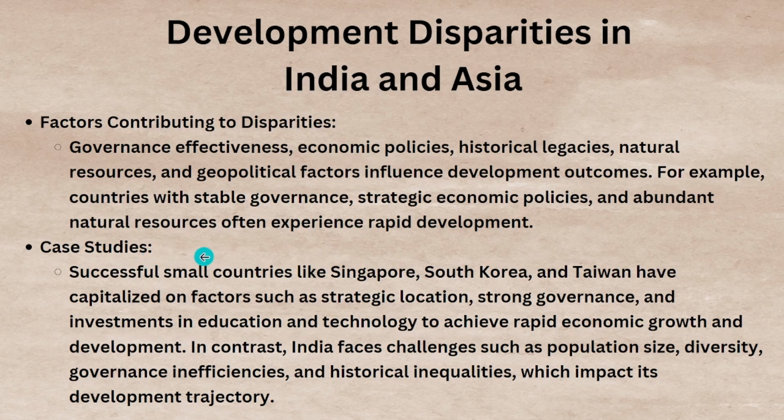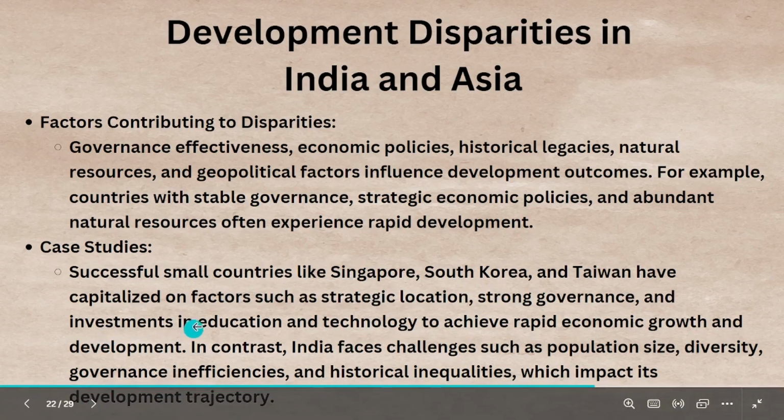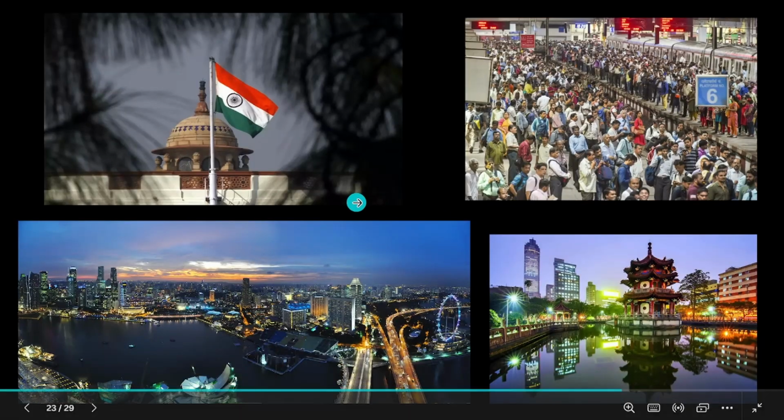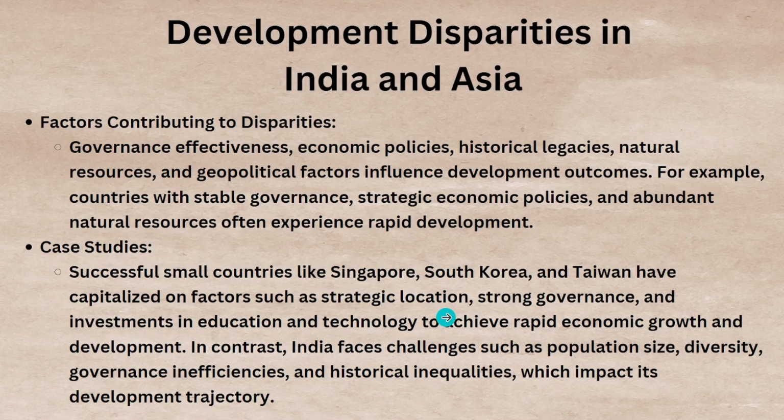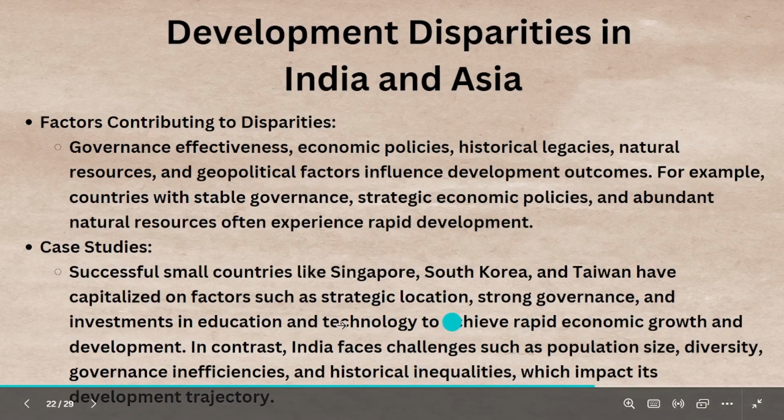Okay. Case studies. Successful small countries like Singapore, South Korea, and Taiwan have capitalized on these factors. So, why did these countries become like this? He wants to tell this. Strategic location. Their location helped them a lot. They had a lot of exports and imports. They had a lot of companies coming there. Strong governance. They had a very good government and investment in education and technology. Technology is also very important, right? To achieve rapid economic growth and development.